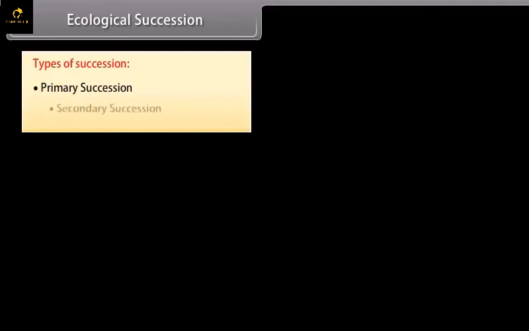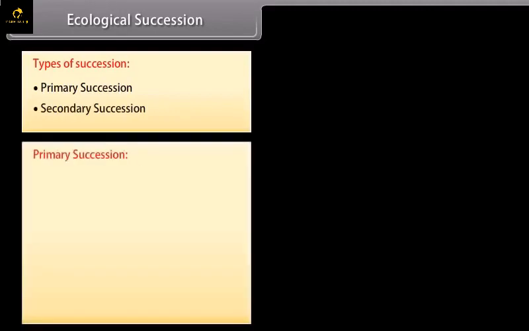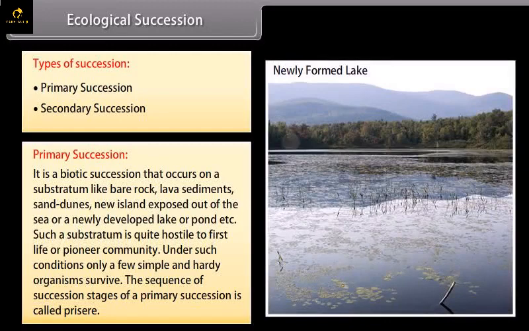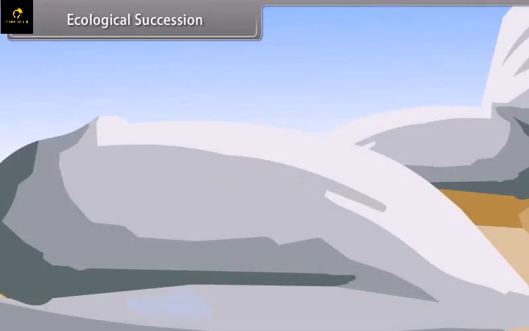Types of succession. There are two types of succession: primary succession and secondary succession. Primary succession is a biotic succession that occurs on a substratum like bare rock, lava sediment, sand dunes, a new island exposed out of the sea, or a newly developed lake or pond, etc. Such a substratum is quite hostile to first life or prior community. Under such conditions, only a few simple and hardy organisms survive. The sequence of succession stages of a primary succession is called prisere.